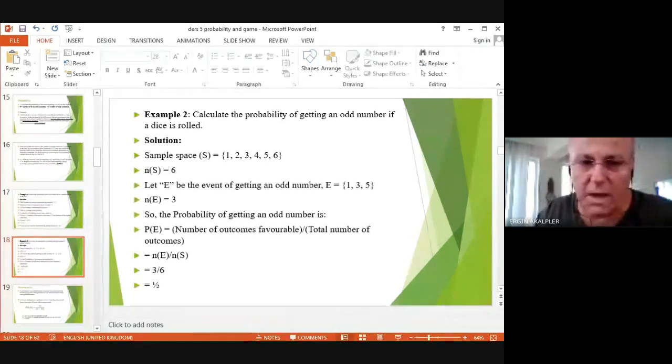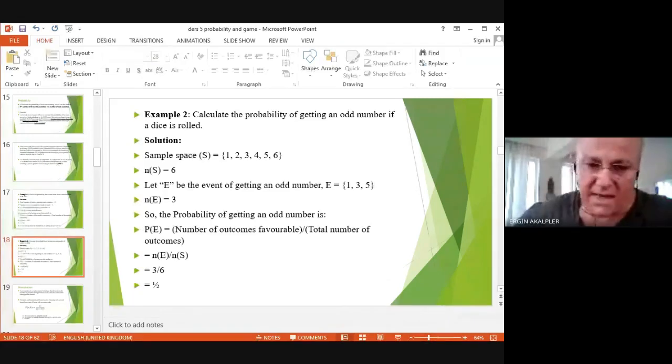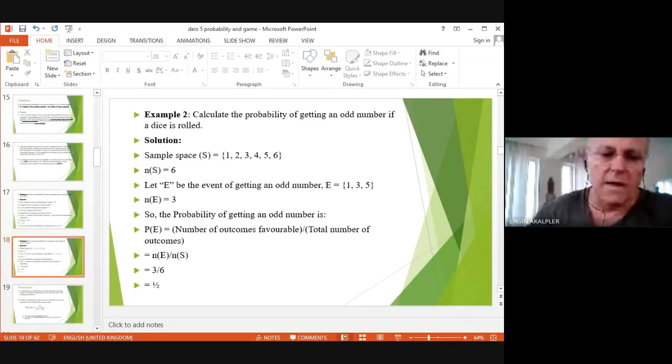1, 3, and 5 are the odd numbers, so the number of odd numbers is 3, and the total number of items, from 1 to 6, is of course 6. Then you calculate the favorable outcomes divided by the total number of outcomes, which is 3 over 6, that is 1 over 2, which is going to be 0.5 as a result. That is the real probability in a given scenario.